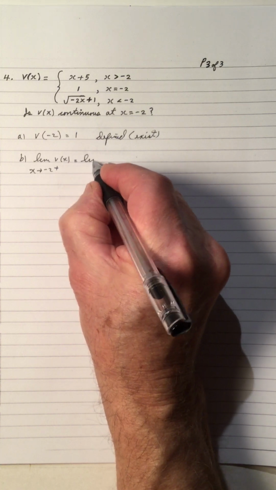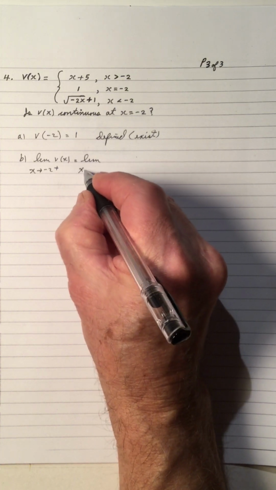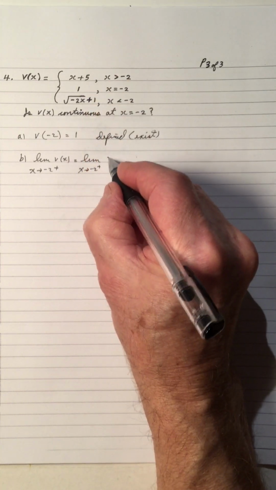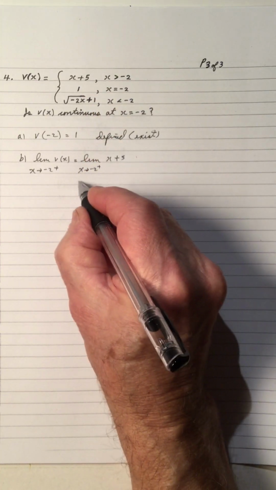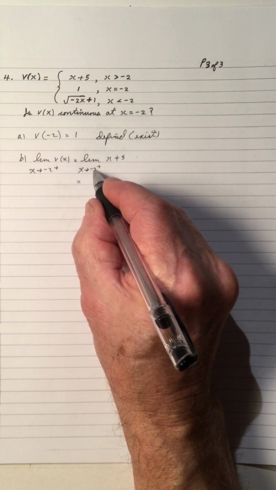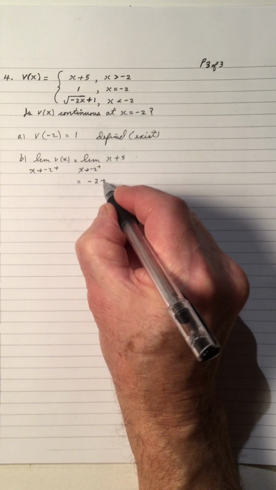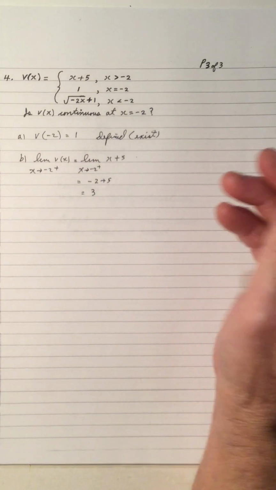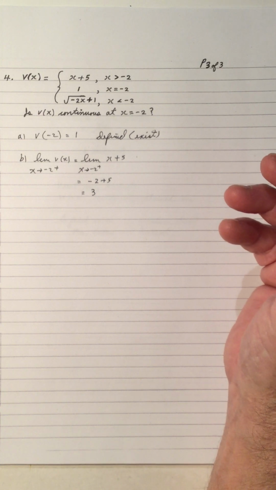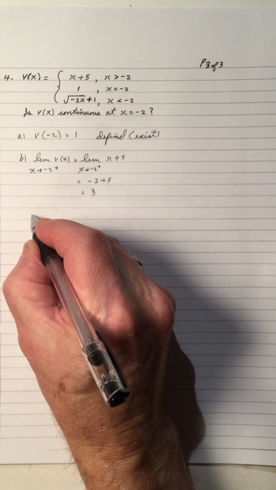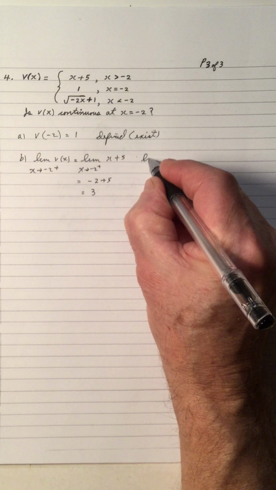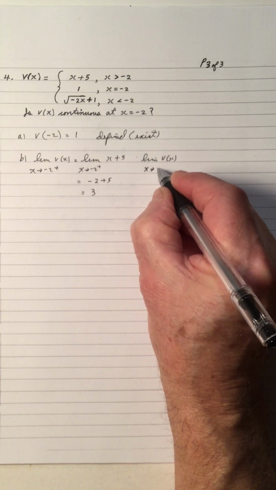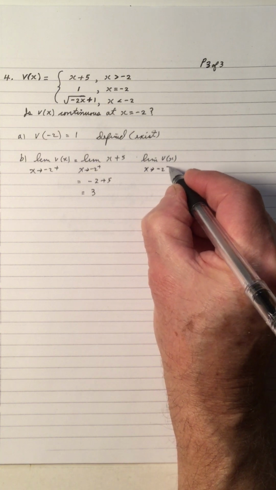If we go with the right side, this is the right side, so this is x plus 5. If we put in -2, it's -2 plus 5, so that gives us 3. Again, it seems like 3 must be my number. What about the limit of v of x as x approaches -2 from the left side?